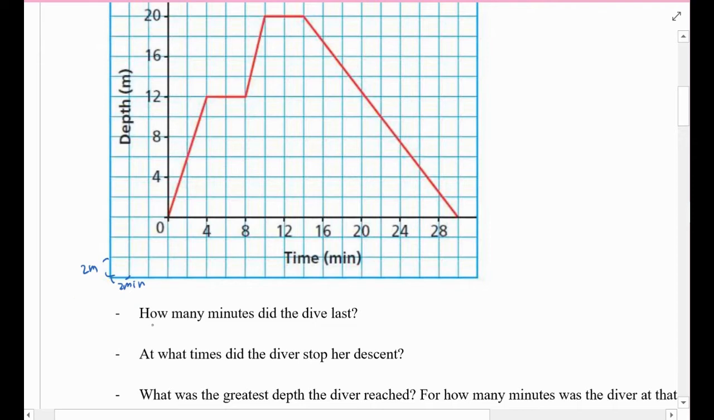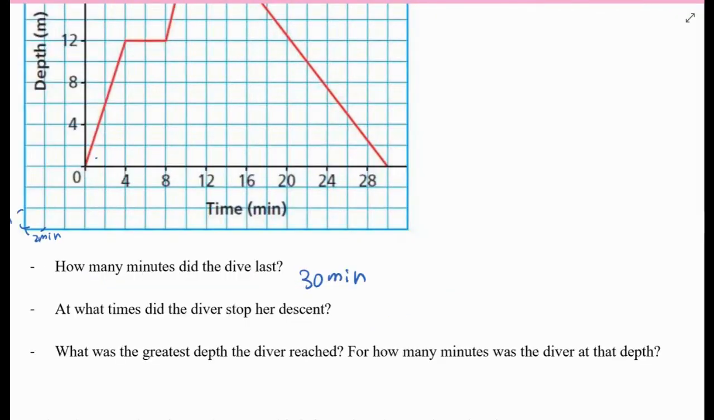First question: how many minutes did the dive last? Starting from 0, the dive ends at 30. Right? 1 unit is 2 minutes, so 28 and 30. So we say 30 minutes.